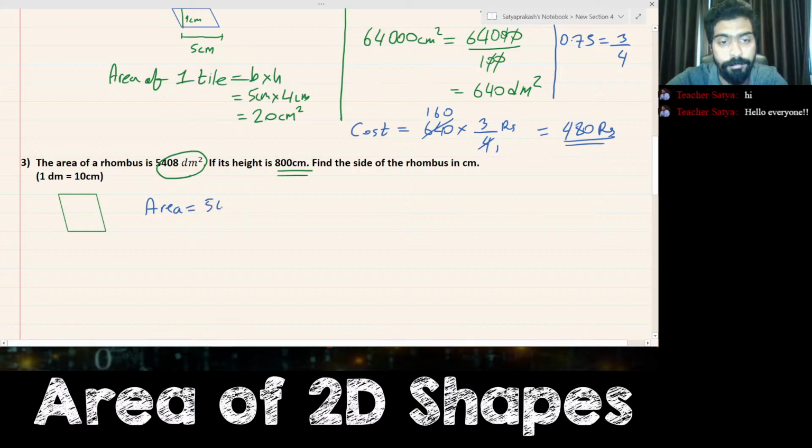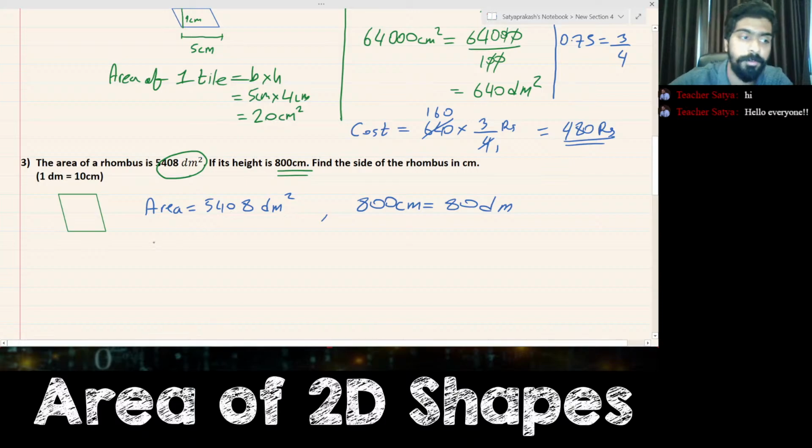Area is 5408 dm square, right? And if its height is 800 centimeter, right? So 800 centimeter is equal to 80 decimeter. All right, guys. Now let us go ahead and find its side in decimeter first. So the area is equal to the base times the height.